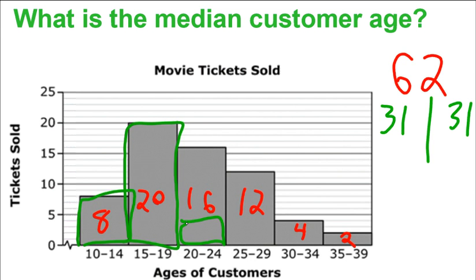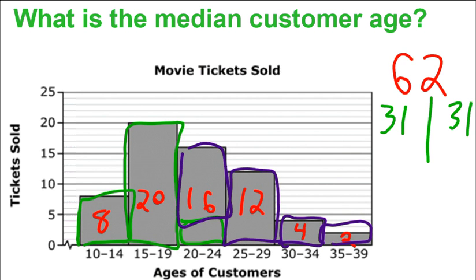You could also count it down from the other way. If we went the other way, we'd have 2. That makes 6, 18. And then we get our other 13 right there. So all we're doing is looking for which bar is in the middle or has the middle in it. Okay? Any questions on that?